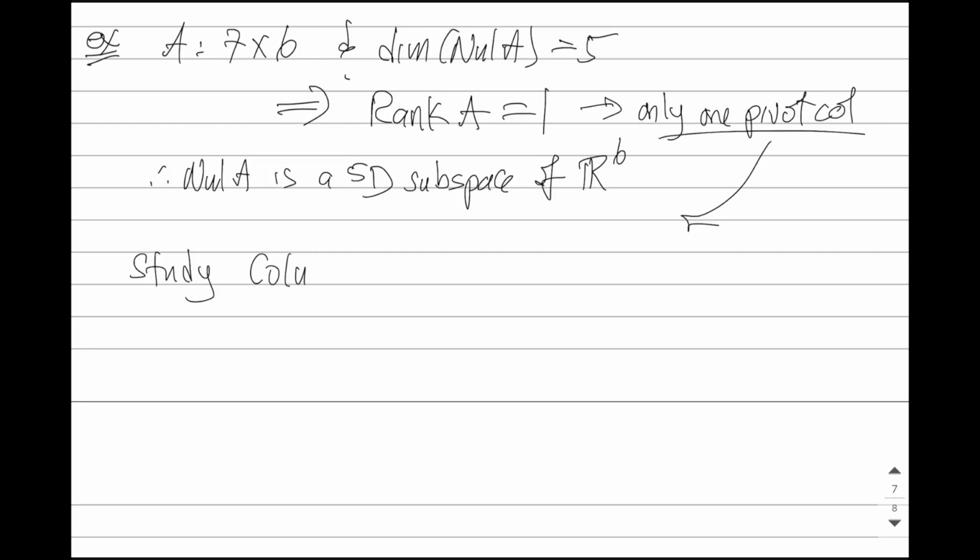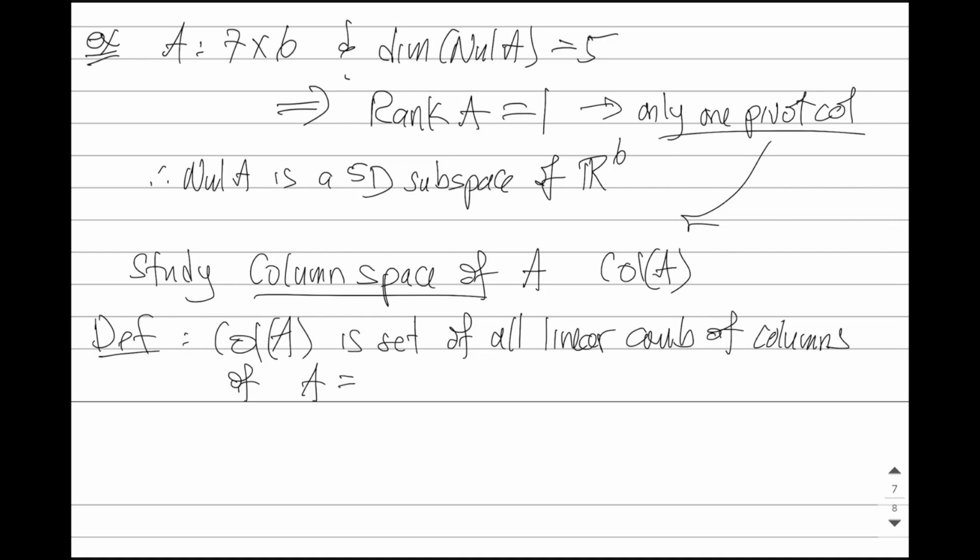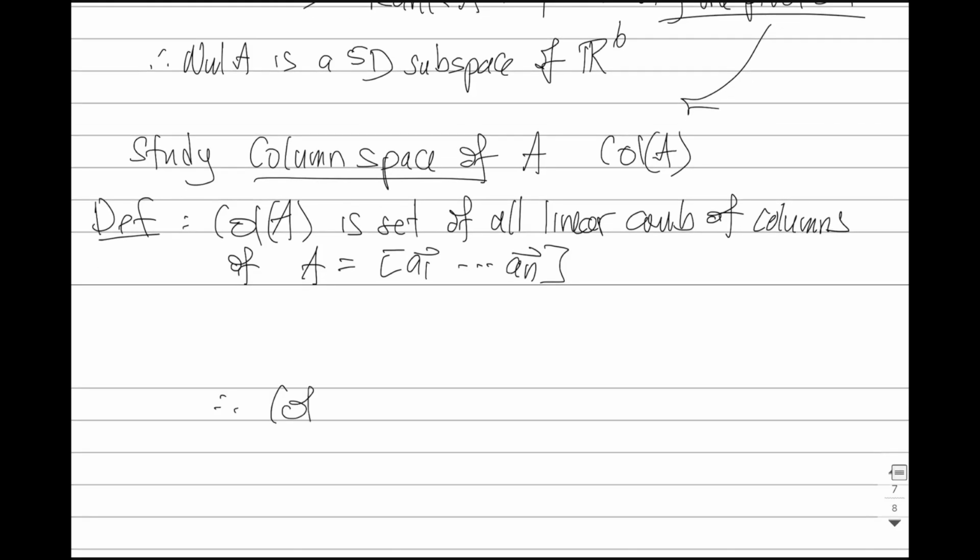There's another subspace called the column space of a matrix A. The definition of a column space, which we're going to denote as col A, is the set of all linear combinations of the columns of A. If we let A be given by this many columns, then you can see clearly that the column space of A is just equal to the span of the columns of this matrix, just by definition. Span is the set of all linear combinations, so that's the definition of column space.